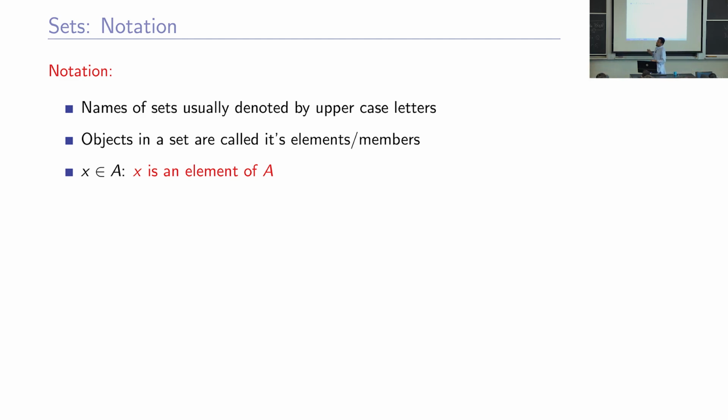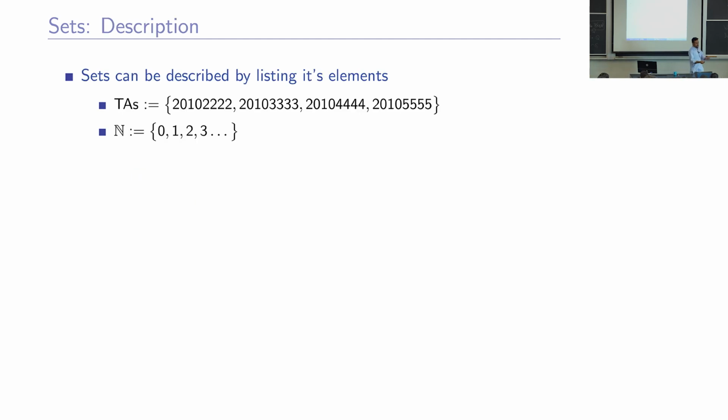In LaTeX, you will write x slash in A. That will give you this type of thing, right? X is an element of A. Sometimes we say A contains the element X, right? The set A contains the element X. And so you write slash ni, and slash ni will give you this notation in LaTeX. This is how it's pronounced, right? So depending on the need, we will use this, okay?